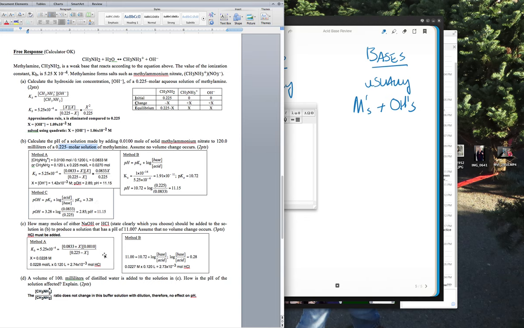All right, then the next step. This is why I think it's so great to have the Henderson-Hasselbalch equation. How many moles of either NaOH or HCl, whichever one you choose, should be added to the solution in B to produce a solution that has a pH of 11? Assume that no volume change occurs, which is very nice of them to say. So to get the 11, you had to know that the pH from part B was 11.15. So if there was a drop in pH, you must have added an acid.